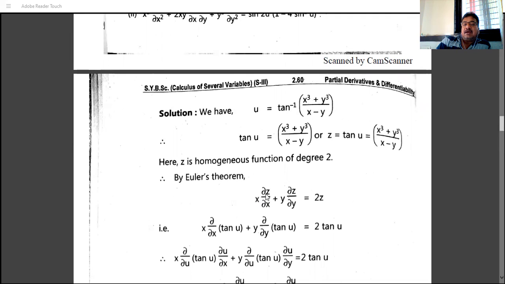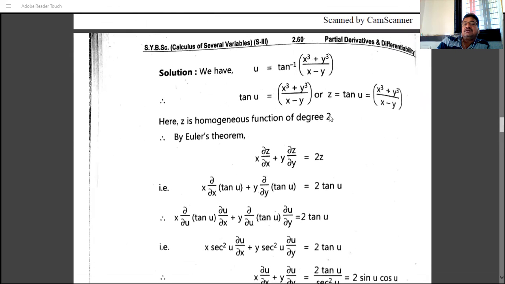x ∂/∂x + y ∂/∂y is equal to nf. So use the notation z, or phi, or psi, or small f or capital F. Okay, so here the notation is z. So by Euler's theorem, x ∂z/∂x + y ∂z/∂y is 2z.